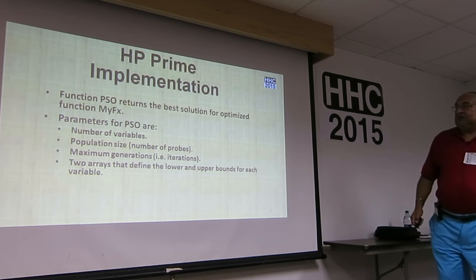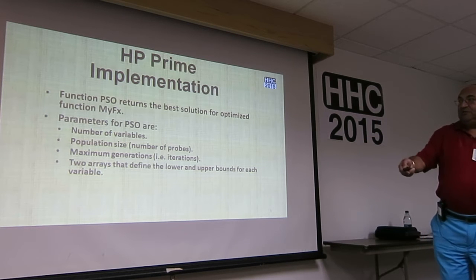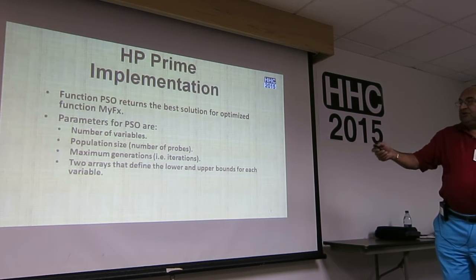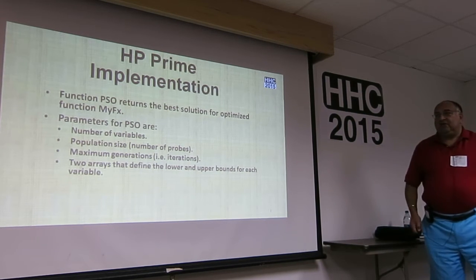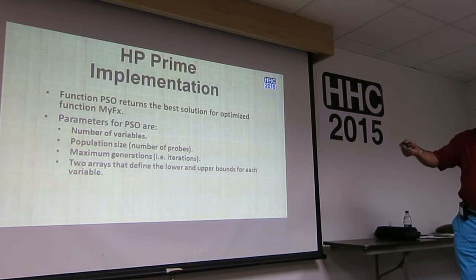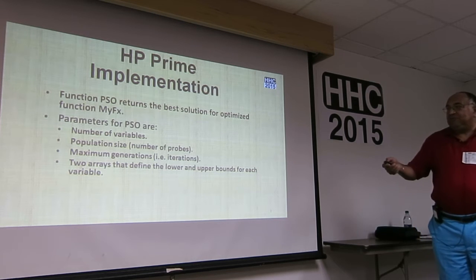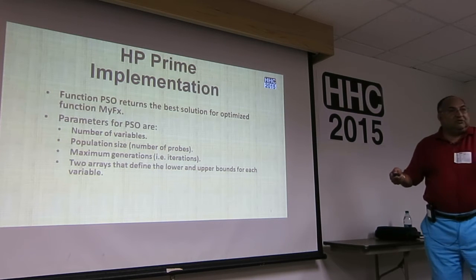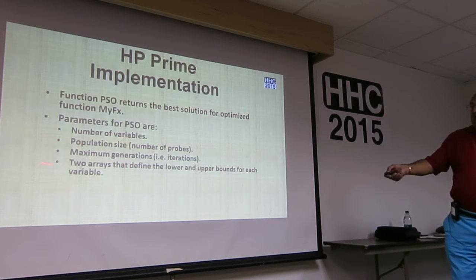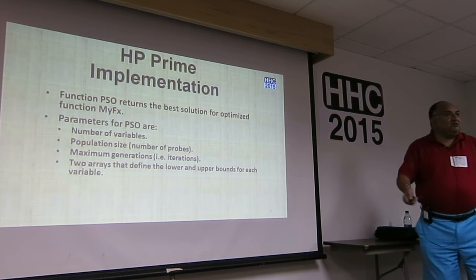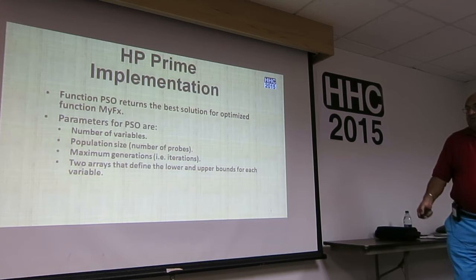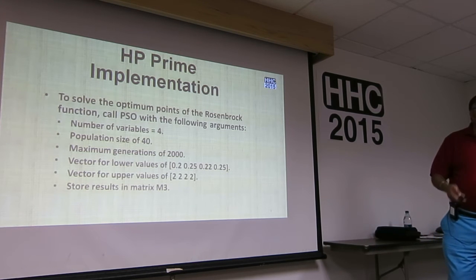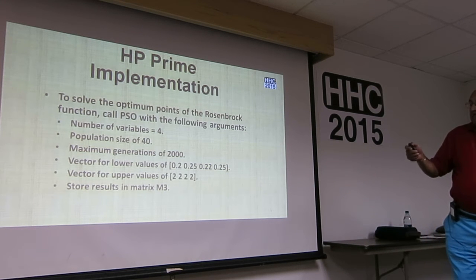Implementing it on the HP is easy. I have the procedure PSO, and it optimizes the function MyFX, which was the Rosenbrock. The parameters for PSO are even less than half of the GA parameters. You have the number of variables, the population size, how many probes you want to use to find the optimum, and the maximum number of generations, how many iterations you're willing to spend looking for your optimum. Then you have two arrays that define the lower and upper bounds for each variable. And that's basically it.